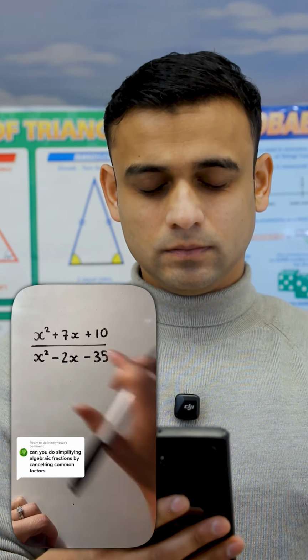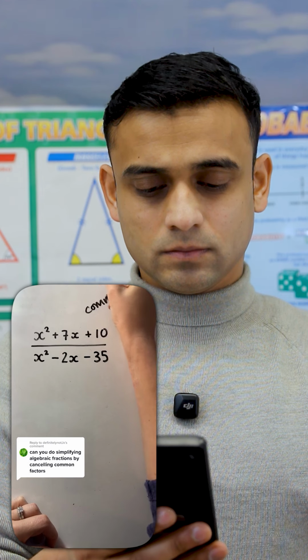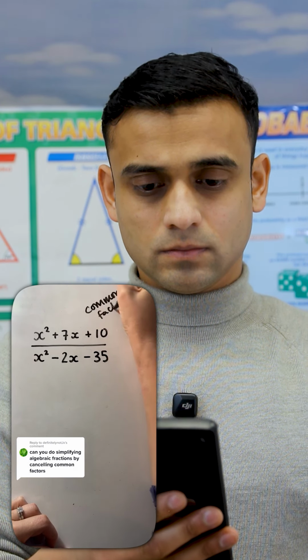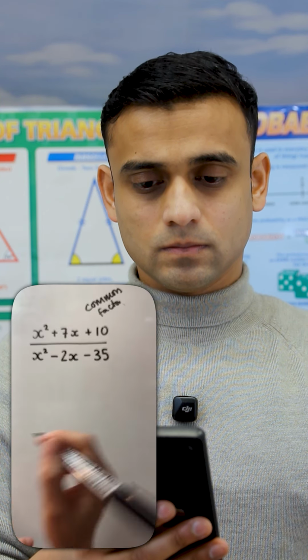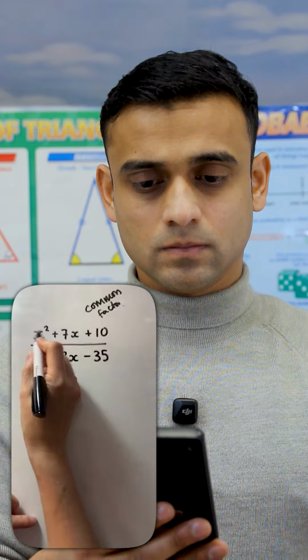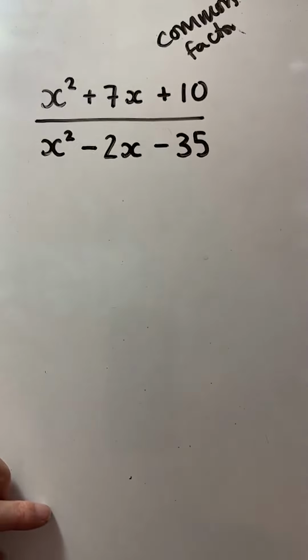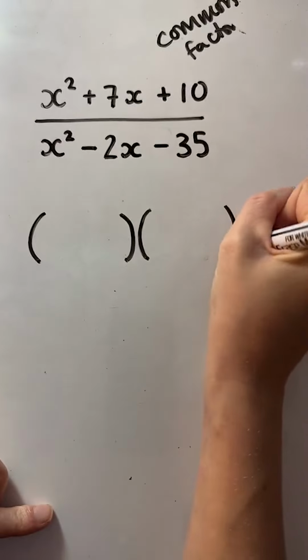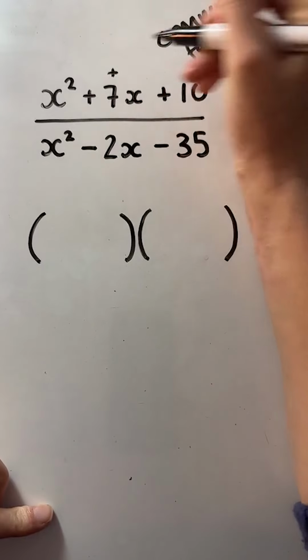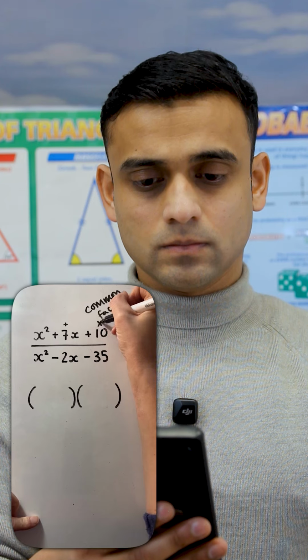So in order to find a common factor, we need to factorise. And in this case, we need to factorise into 2 brackets. So I've got x squared, x and a number, and that tells me that it needs to factorise into 2 brackets like this. We are looking for 2 numbers that add to make 7 and multiply to make 10.